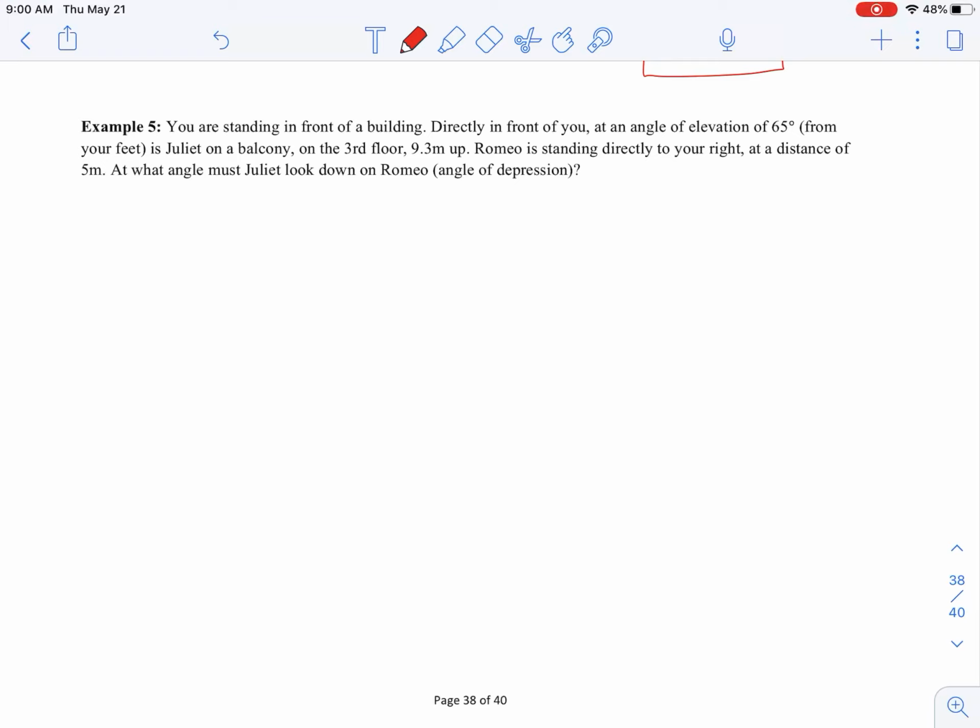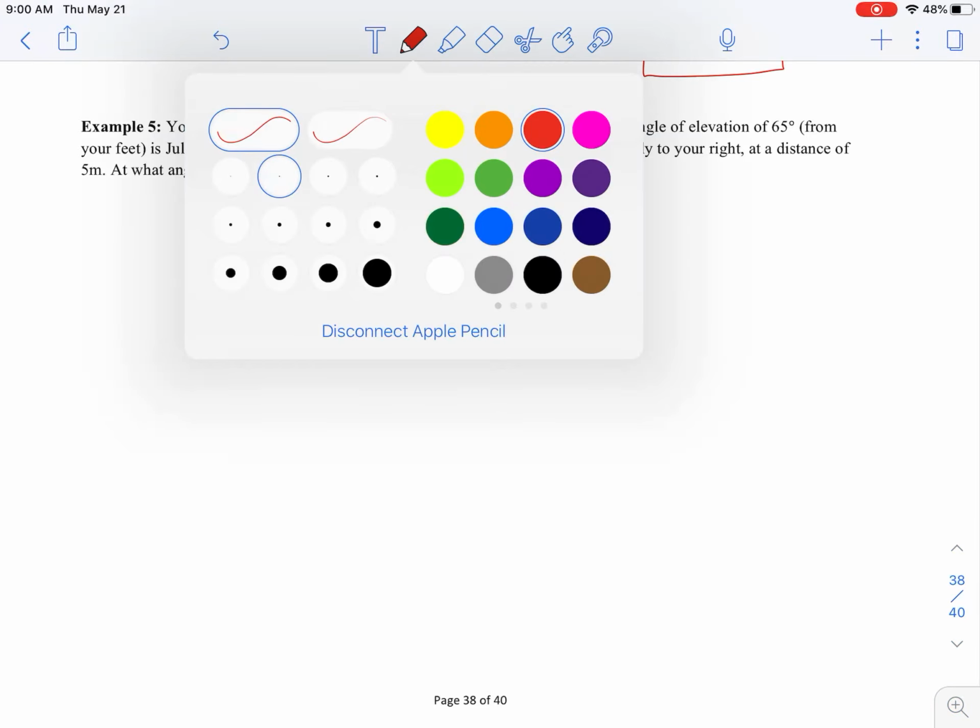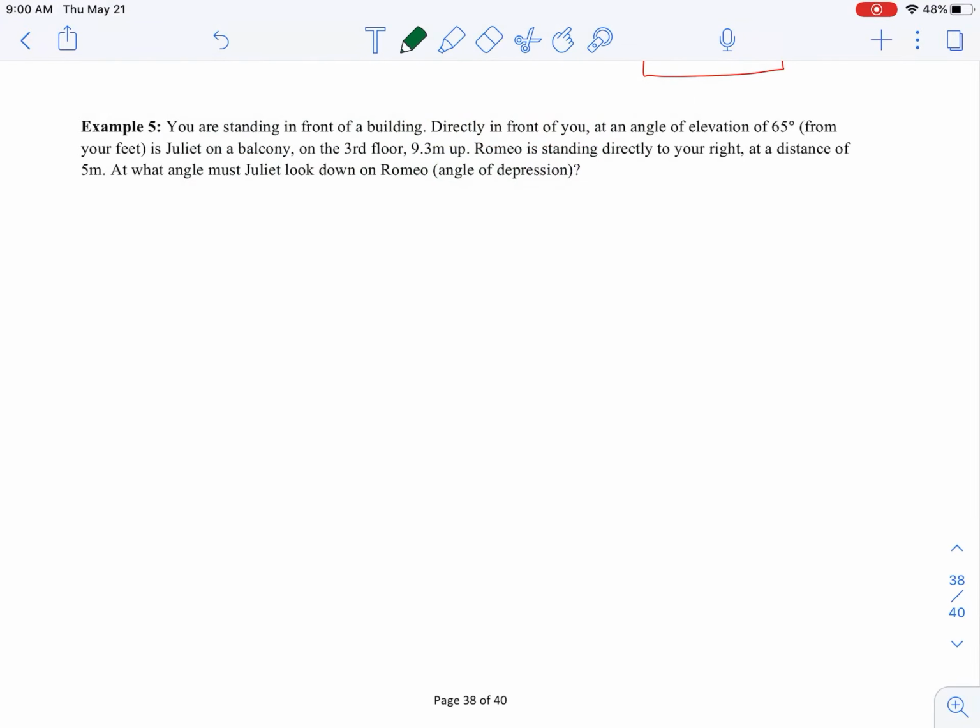You're standing in front of a building, example 5, directly in front of you at an angle of elevation of 65 degrees. So this is probably one of our more challenging problems. So let's draw our building here. And straight ground. Building hit the ground at 90 degrees. And we're standing directly in front of it. So I'm going to draw a straight line there, 65 degrees to the top of it. Juliet is on a balcony on the 3rd floor, 9.3 meters up. So not to the top, just to the 3rd floor, 9.3 meters up.